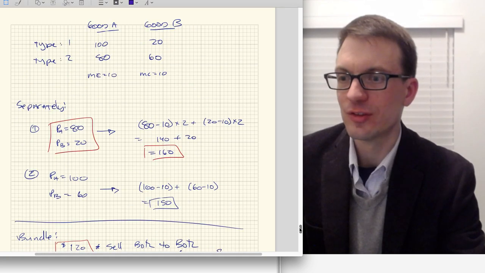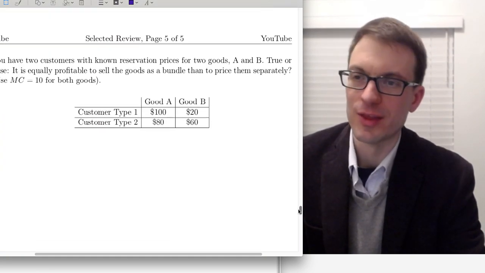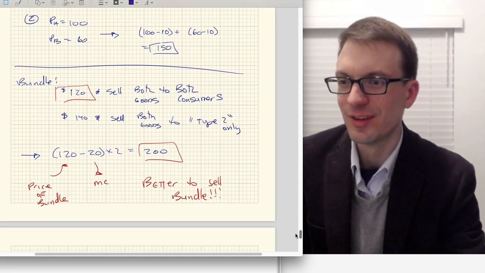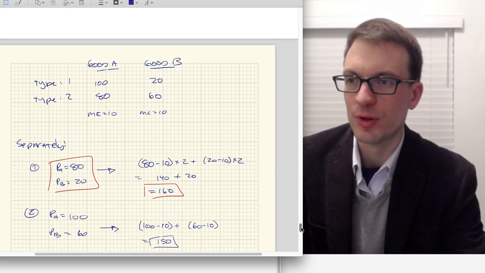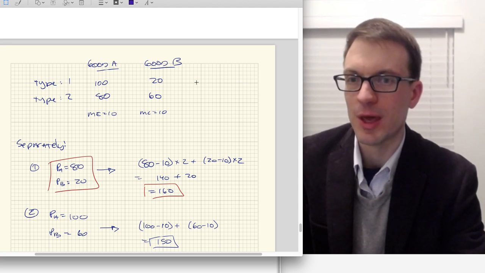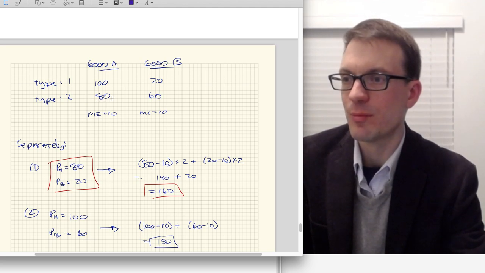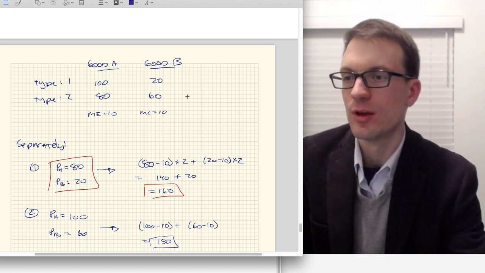So in this case, it was true or false. It is equally profitable. The answer would be false. It's not equally profitable. It's more profitable to sell as a bundle. Where did I get these prices from? I didn't put this in the table, but you could see just adding across, right? If type 1 is willing to pay 100 for good A and 20 for good B, they would pay 120 for both jointly. And if type 2 would pay 80 for good A and 60 for good B, they'd pay 140 for the two jointly.